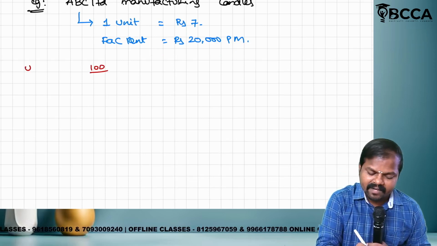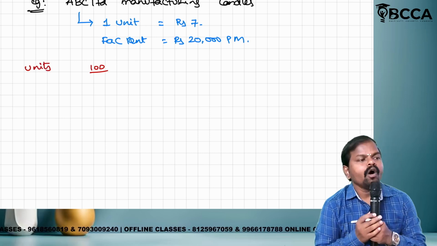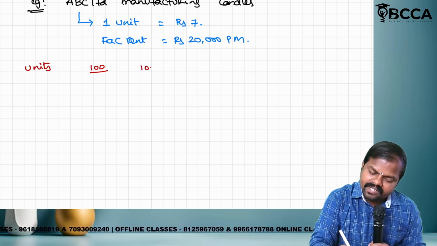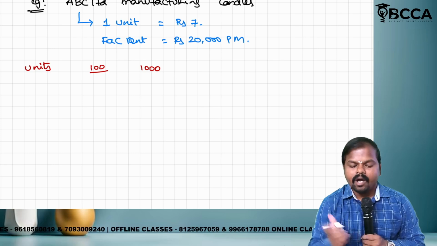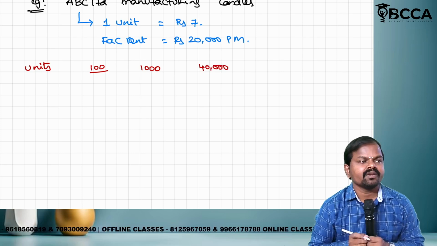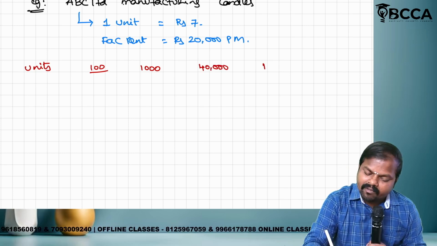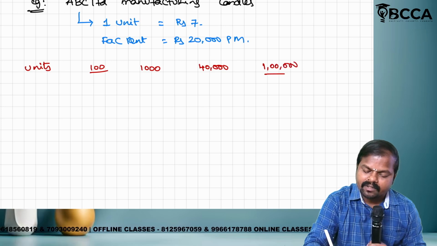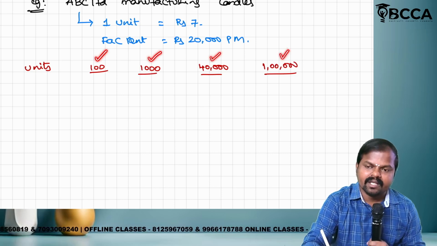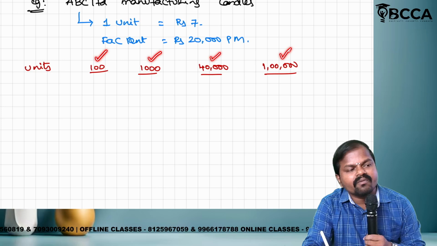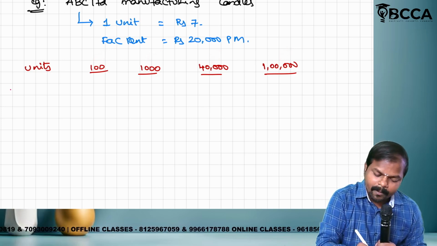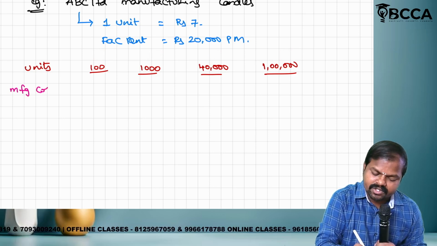Just assume, my dear friend, 100 candles are manufactured. Then 1,000 units are manufactured. Then 40,000 units are manufactured. Then 1 lakh units are manufactured. This is case number 1, case number 2, case number 3, case number 4, or situation 1, 2, 3, 4. Is it right? Now tell me, what is the manufacturing cost?